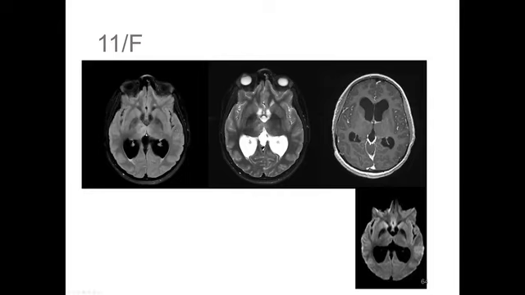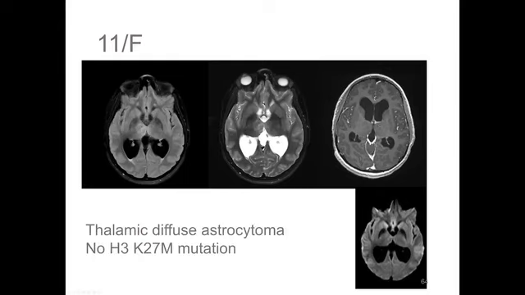And this is another case. We see abnormal signal involving bilateral thalami, especially the right thalamus. It crosses the midline to the left side. There's no enhancement and probably slightly reduced diffusion, but not much. Again, this is a diffuse astrocytoma, but this one doesn't carry the mutation.